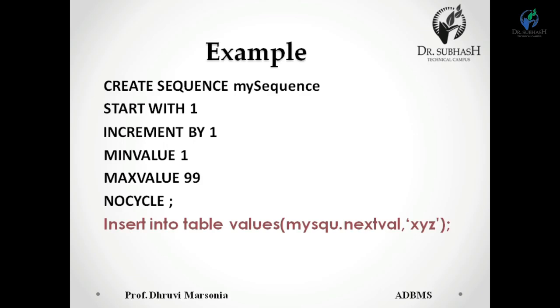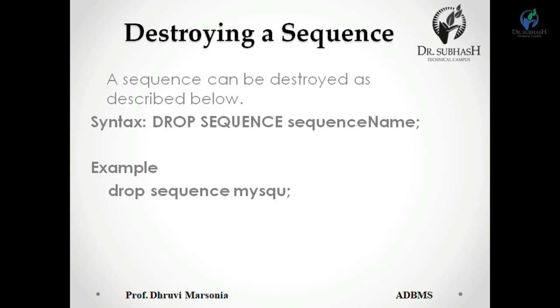created. After creating a sequence, we have to use our two pseudo columns, nextval and currval. For using this, we insert data into a table: insert into table values. Instead of student underscore ID, I have to use sequence name dot nextval and another value. In the next lectures, we will see how to destroy a sequence, that is, to drop a sequence name.